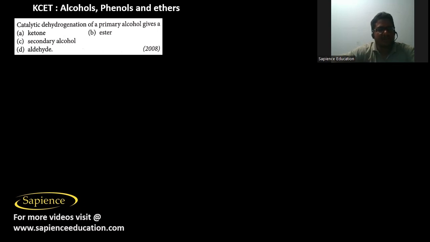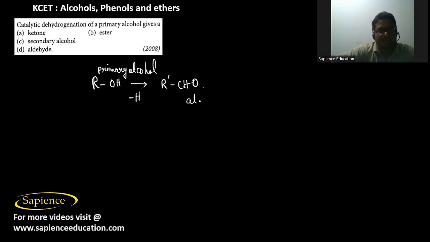Then here it is told: catalytic dehydrogenation of primary alcohol gives a... So here the primary alcohol will lose one hydrogen to form an aldehyde, R-CHO. So option D is the correct answer.